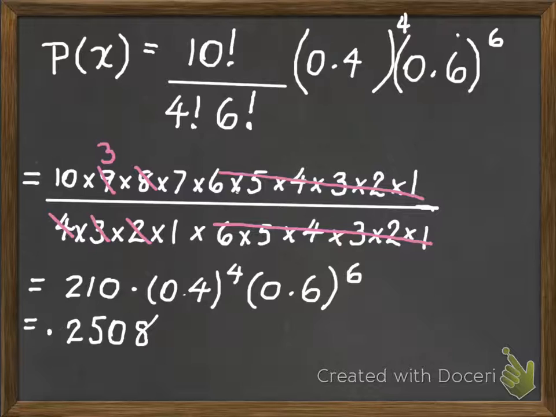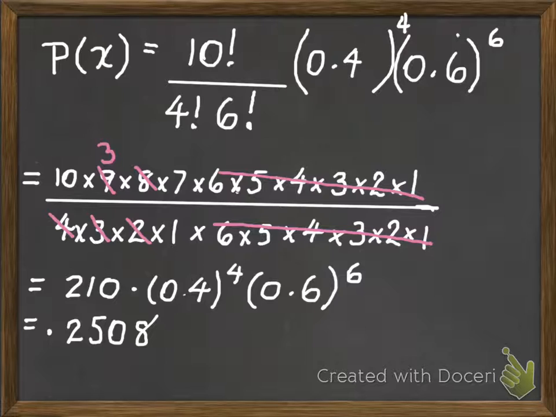10 factorial means 10 times 9 times 8 times 7 times 6 times 5 times 4 times 3 times 2 times 1. 4 factorial on the bottom is 4 times 3 times 2 times 1. 6 factorial, which we're timesing the 4 factorial by, is 6 times 5 times 4 times 3 times 2 times 1. It's just by definition.